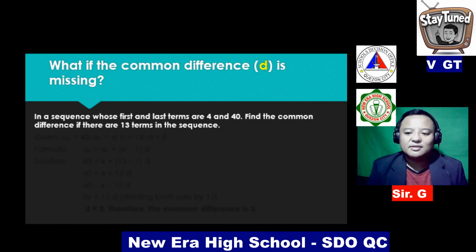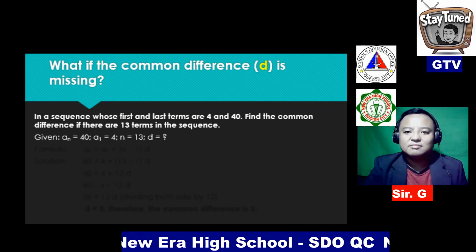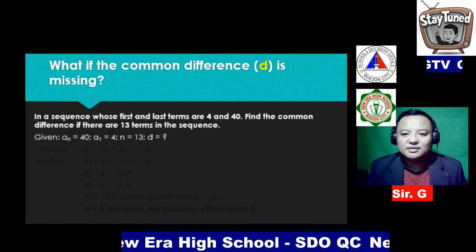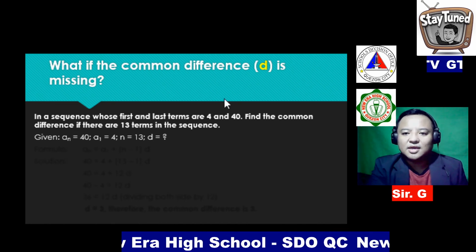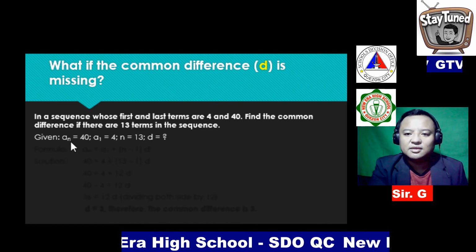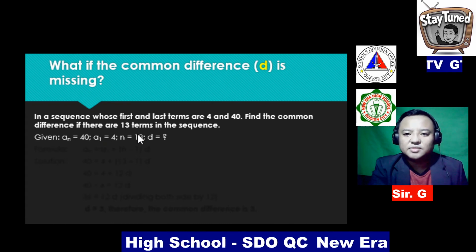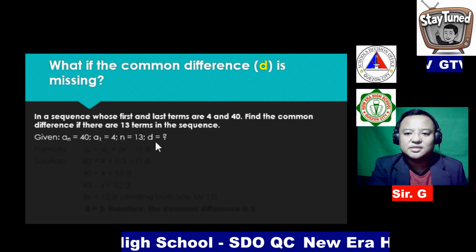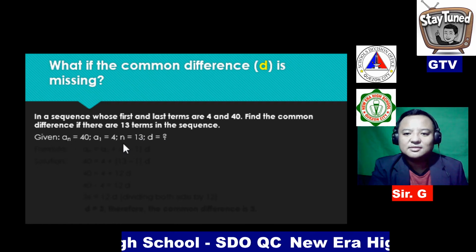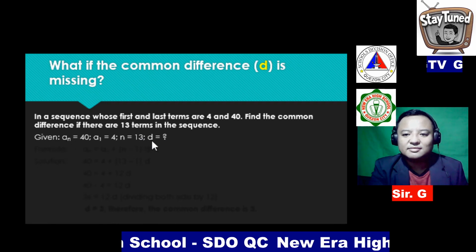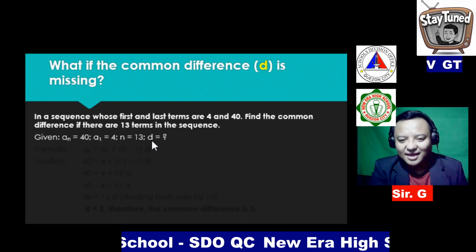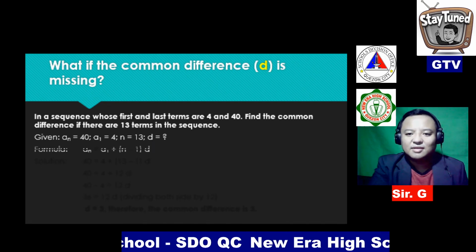Again, our first move is to get all the given. Alright? So we have the last term, which is 40. The first term is 4. The number of terms is 13, and the common difference is missing. Alright? And those are the given. Did you get that? I hope so. Alright, now let's take the pattern.